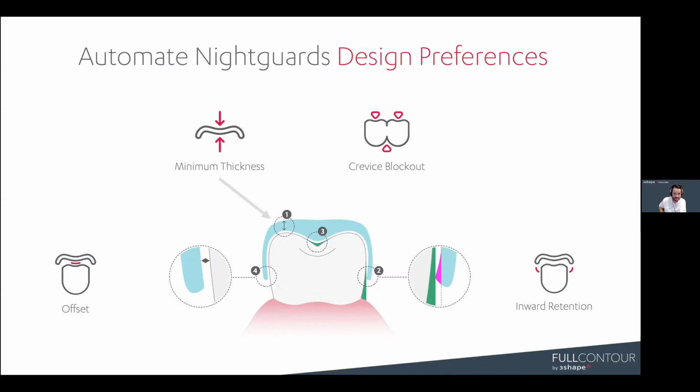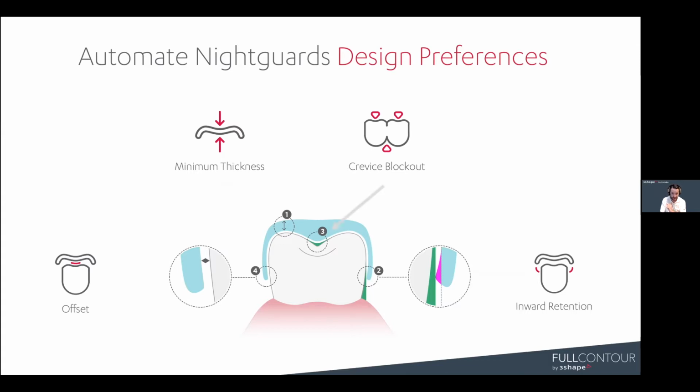I'm going to explain this here. So first, minimum thickness, pretty straightforward. It's the thickness from the occlusal surface of the upper arch to the lower arch, right? How thick is that Nightguard to the opposing? And then your inward retention, how much is it grabbing under the height of contour, that retention into the undercut areas? And we'll talk about how that's actually accomplished and what that means.